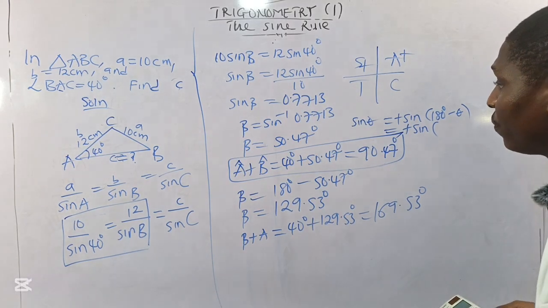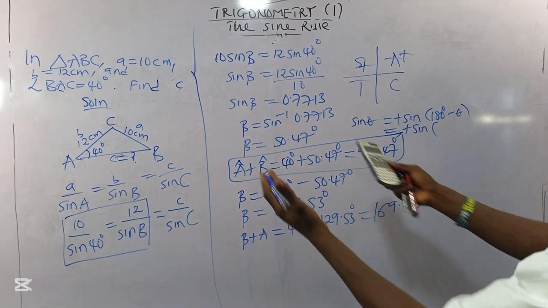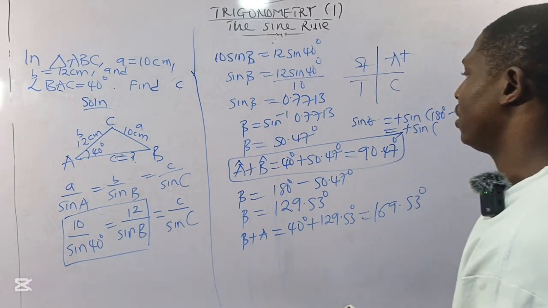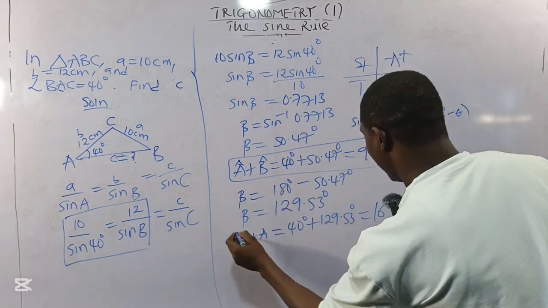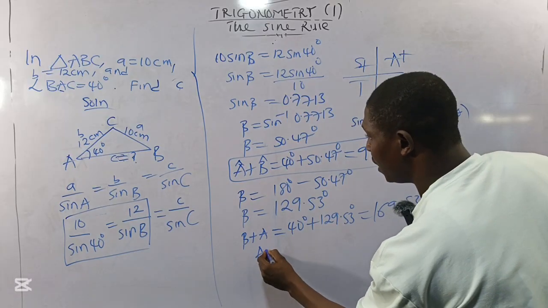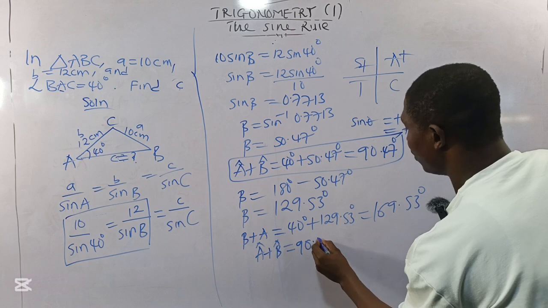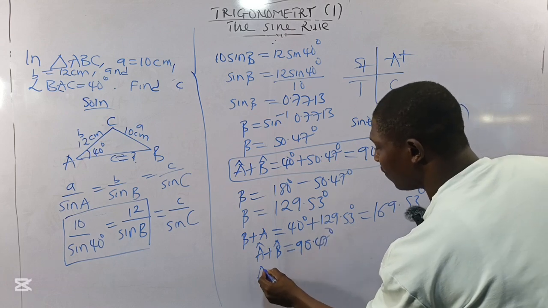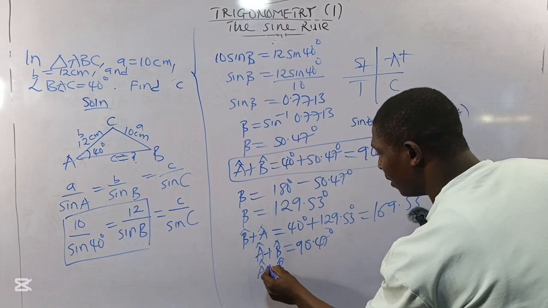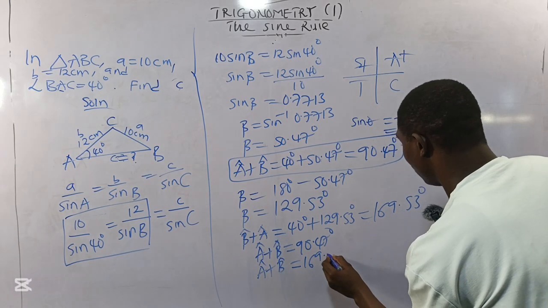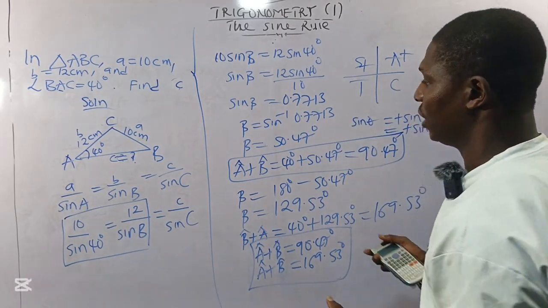Now, this is talking about a triangle question that has more than one triangle. Now, I will use this and I will equally use this. So I have angle A plus angle B equal to what? 90.47 degrees. I also have angle A plus angle B, same thing as A plus B, equal to 169.53 degrees. So I'm using these two scenarios to solve.